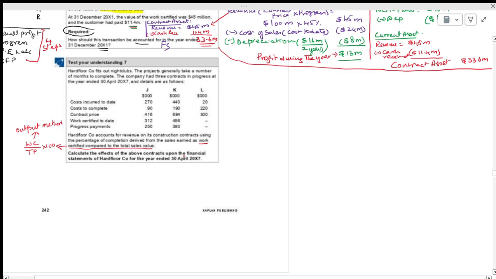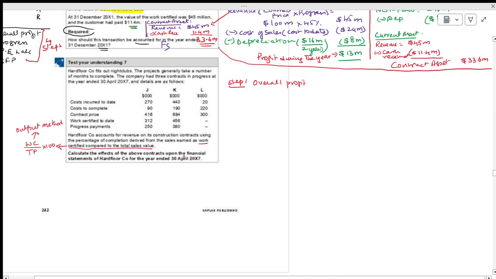Calculate the effects of the above contracts upon the financial statements for the year end. Maybe some contracts will give profit, some will give losses. We are not concerned about that. If they give it like this, there will be a combination of profits and losses. Okay, step 1. What we have to do? We have an overall profit.